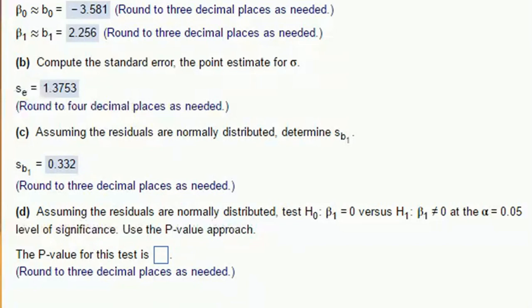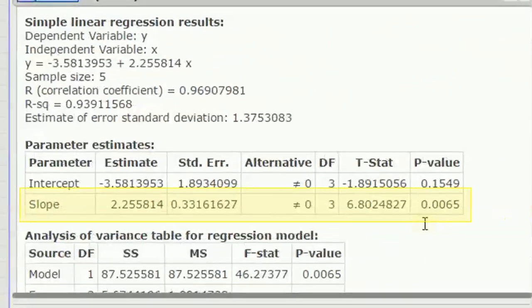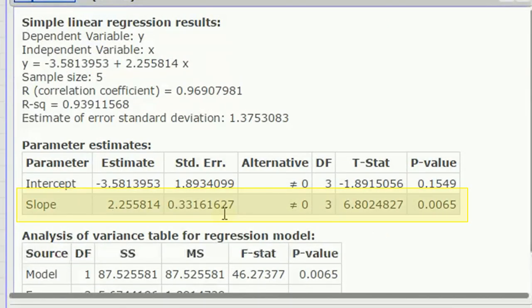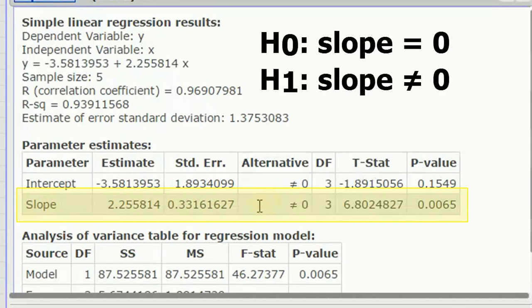Now, assuming the residuals are normally distributed, test the null hypothesis of beta 1 equals 0 versus the alternative beta 1 not equal to 0. So in this statistical output, you're given the estimate, standard error, as well as this other stuff. This alternative is specifically this. If you were to form a hypothesis test and say, okay, for the null hypothesis, let's say this slope is 0, which is like saying there is no linear relationship between x and y. It's just x doesn't have any real bearing on the y value. That's what a 0 slope would mean. And the alternative is that, no, the slope is not 0. It's some number that's not 0. That's what this alternative means.